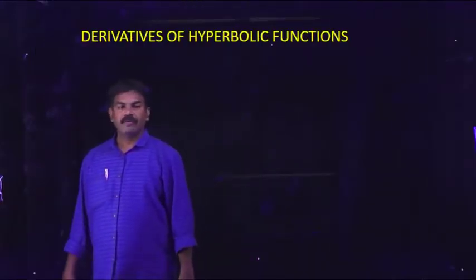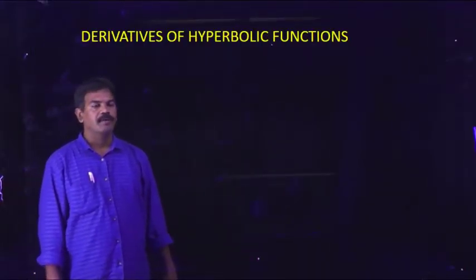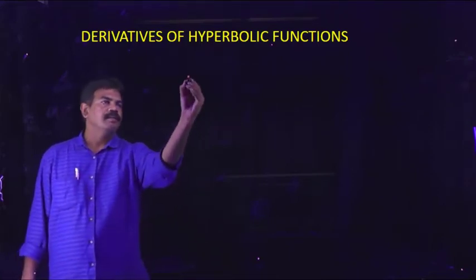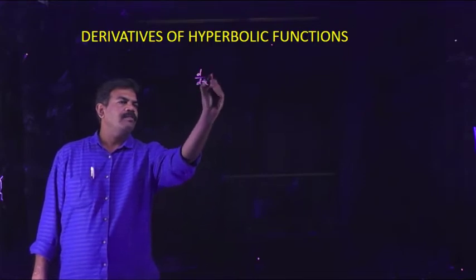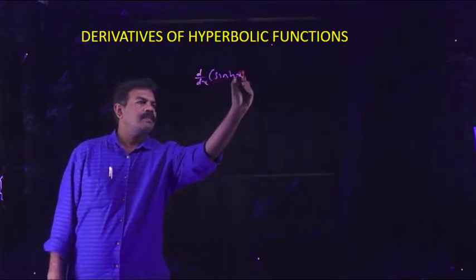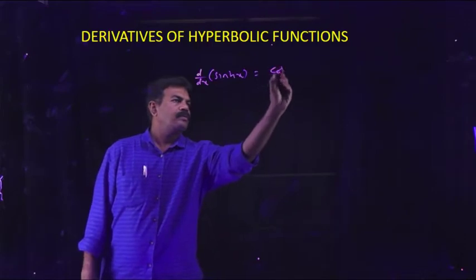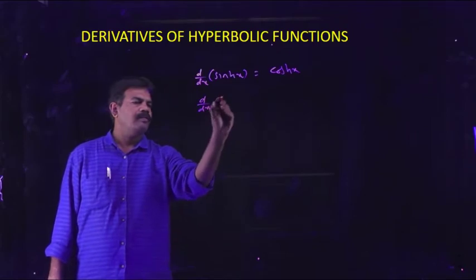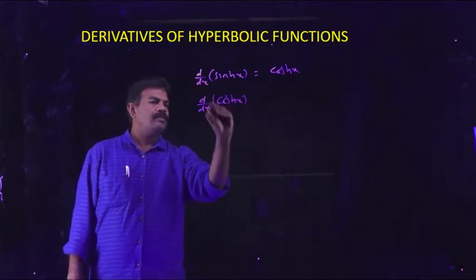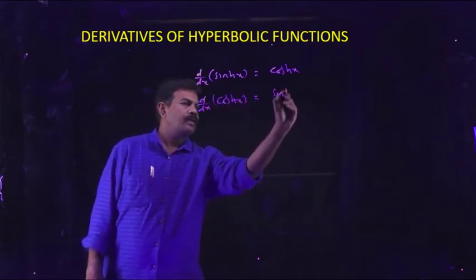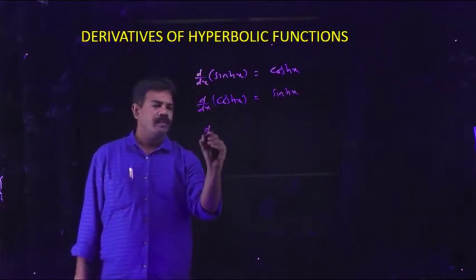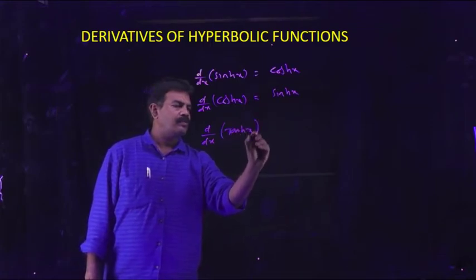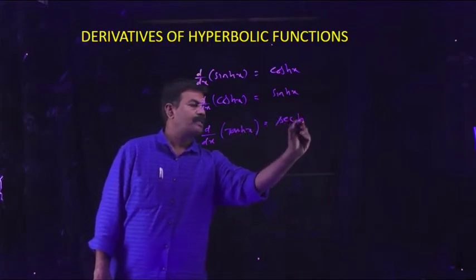Dear students, now I am going to discuss the formulas of derivatives of hyperbolic functions. That is, d by dx of sinh x is equal to cosh x. d by dx of cosh x is equal to sinh x. d by dx of tanh x is equal to sech square x.